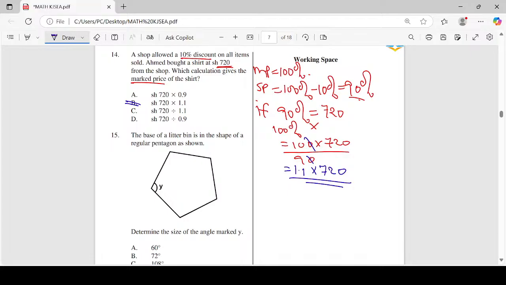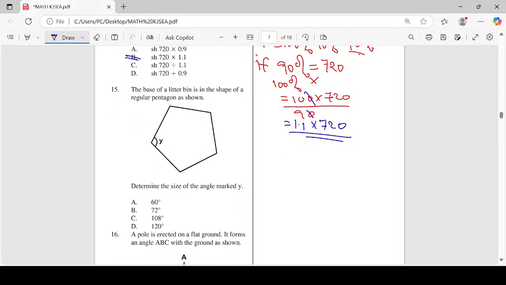Question number 15. The base of a litter bin is in the shape of a regular pentagon, as shown. Determine the size of the angle marked X. This is a pentagon, learners. When you look at angle Y, that is an interior angle.